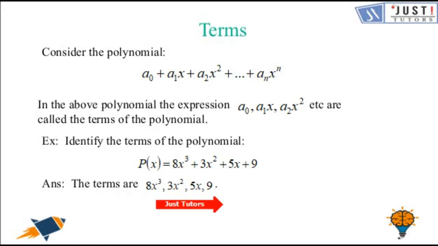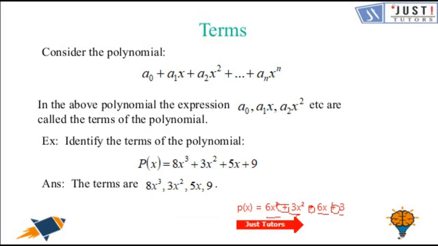So let's try one similar question. If you look at the given example, the first and the second terms are connected by an operator which is add. So these two are terms. Then the next two are connected by another operator, so these two are terms as well, and the last two are also connected by an operator. So we can say that 6x cubed, 3x squared, 6x and 3 are all the terms of the given polynomial.